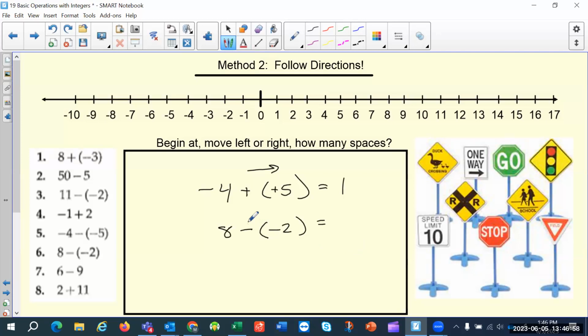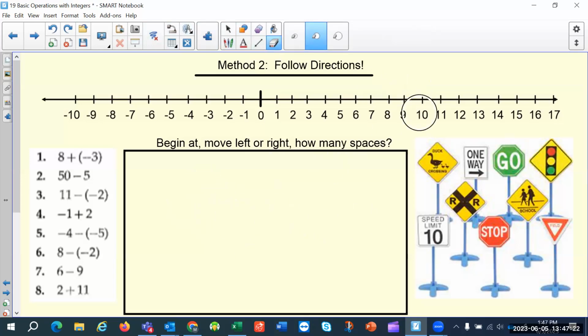And you immediately again change it to plus a positive. Now we've got 8 plus 2. We're starting at 8 right here. We're going to the right 2 spots. 1, 2. And we end up at 10. It's 8 plus 2, 10. All right. We are getting there.